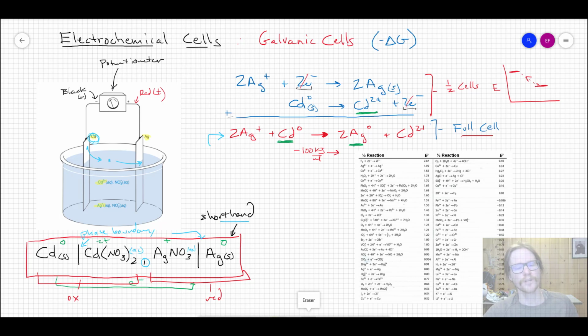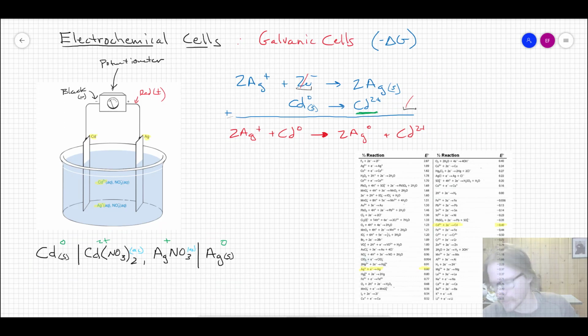And so you should be able to go either way, either have a cell that's drawn for you, or even just the half reactions, and then be able to write the shorthand, or you should be able to have the shorthand and then write up the relevant half reactions, the full cell reaction, and then sketch up a cartoon of what that cell might look like. You should feel comfortable going both ways.